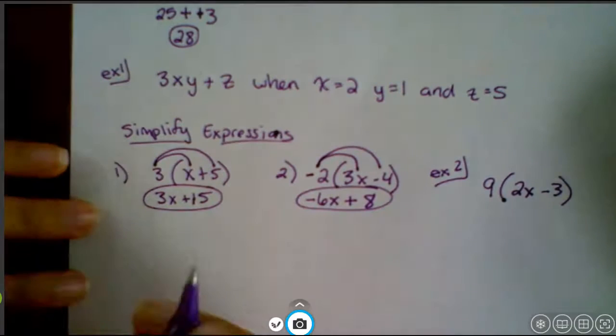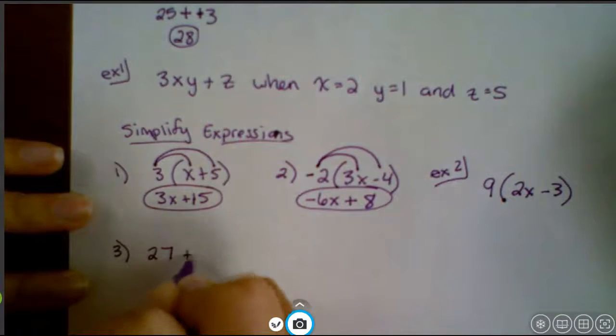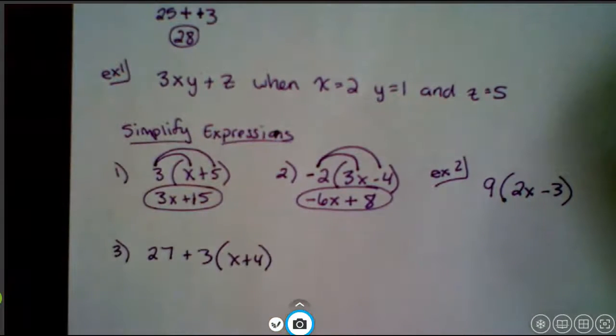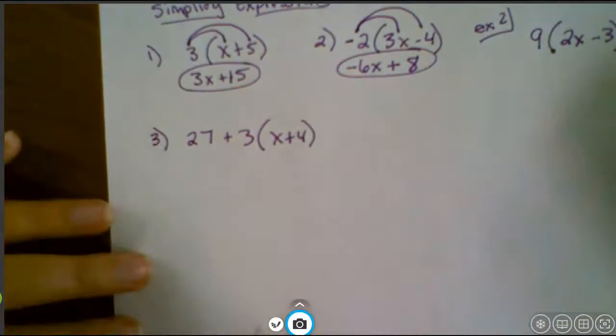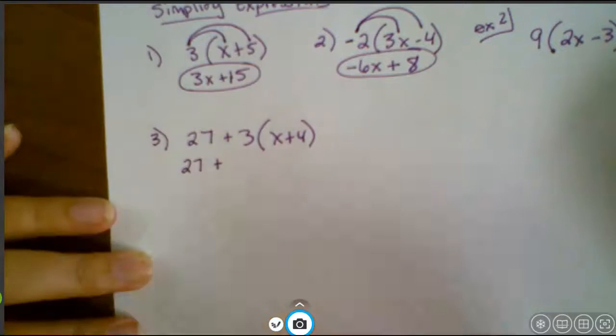All right, let's try some harder ones. So the next one, we're going to do 27 plus 3 times x plus 4. So this one has multiple terms in it. Now we're going to start having to combine like terms after we solve. So let's go ahead and start with our distribution because we have a number in front of parentheses. So I'm going to bring the 27 down, bring the plus sign down.